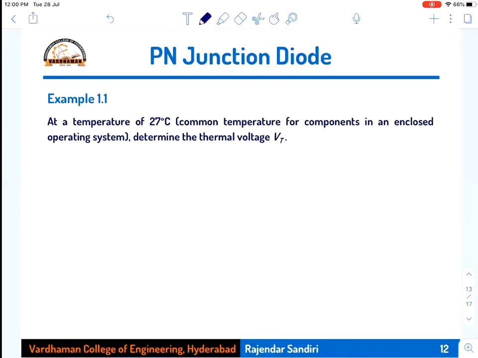Next, some example problems with the formulas that we have seen. At a temperature of 27 degrees centigrade, 27 degrees centigrade temperature is given.